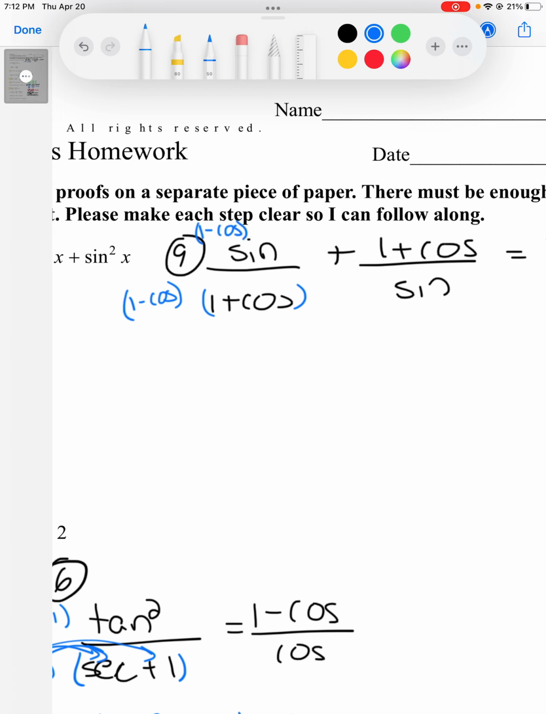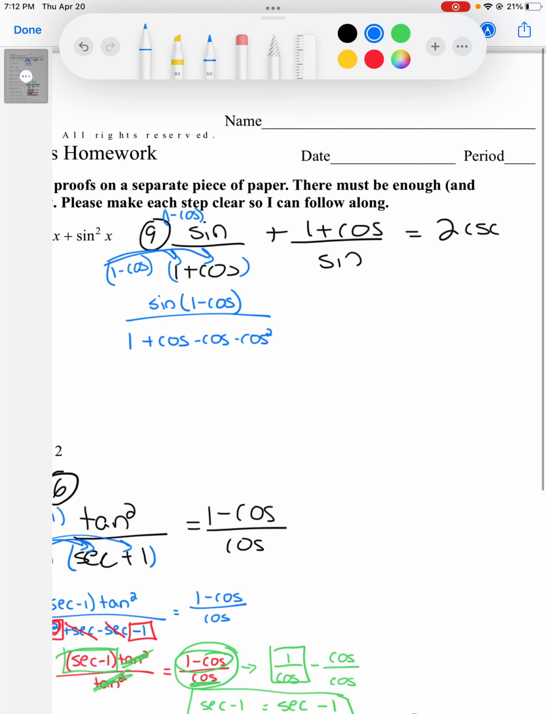Okay, I'm not timesing the top yet. I'm not going to distribute it yet, just in case. But on the bottom, we got 1 times 1, 1 times cosine, minus cosine squared. Okay. Plus 1 plus cosine over sine equals 2 cosecant.